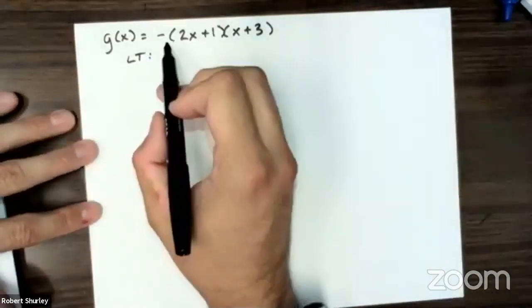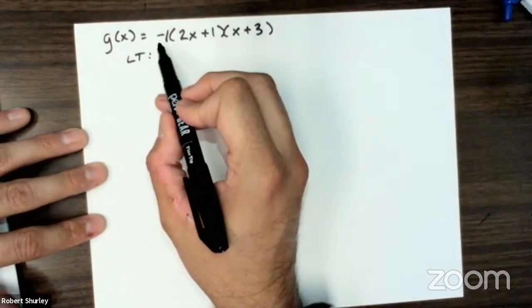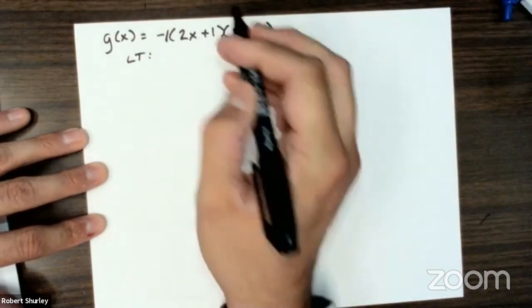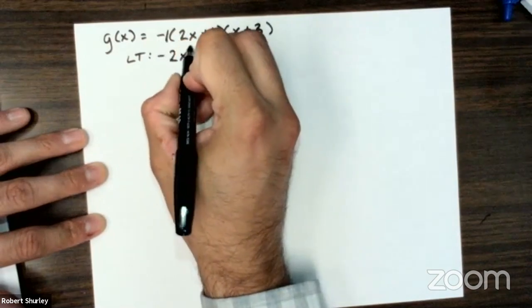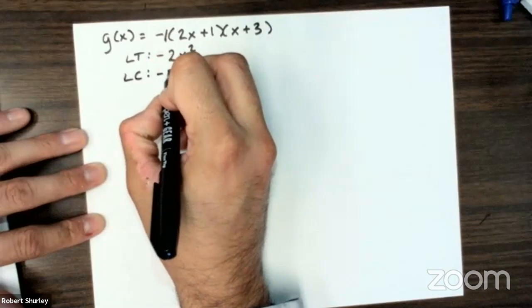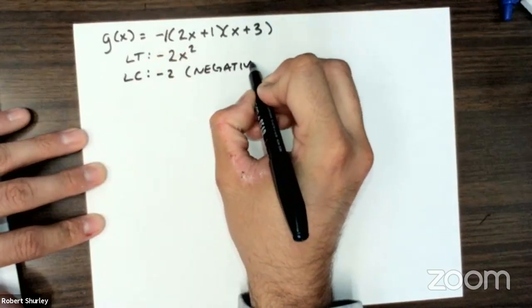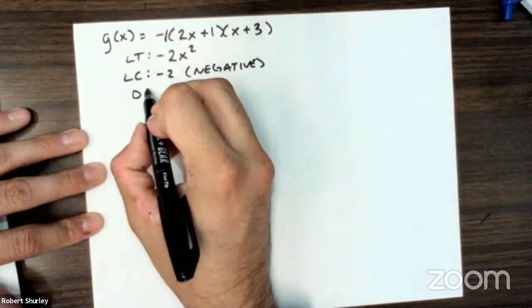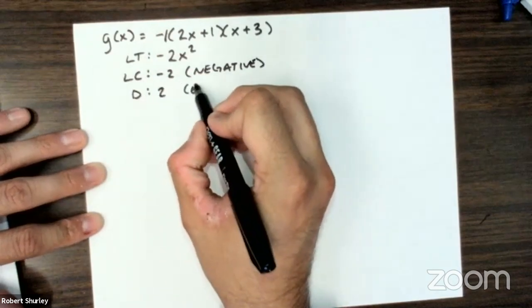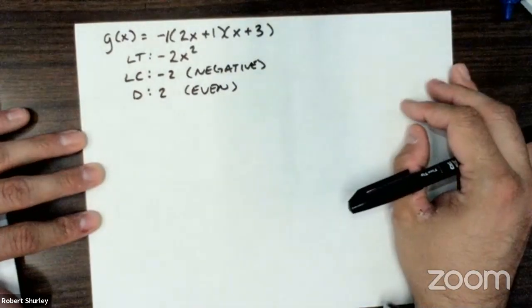But I'm going to find the leading term just to pull out the leading coefficient and the official degree. So the leading coefficient, look, I got it. That's really -1. I have to multiply the -1, the 2x, and the x. So the leading term would be -2x squared. So that means the leading coefficient's -2. So for us, what matters is it's negative. And then the degree, though, is 2. So what matters for us, actually, is that it's even.